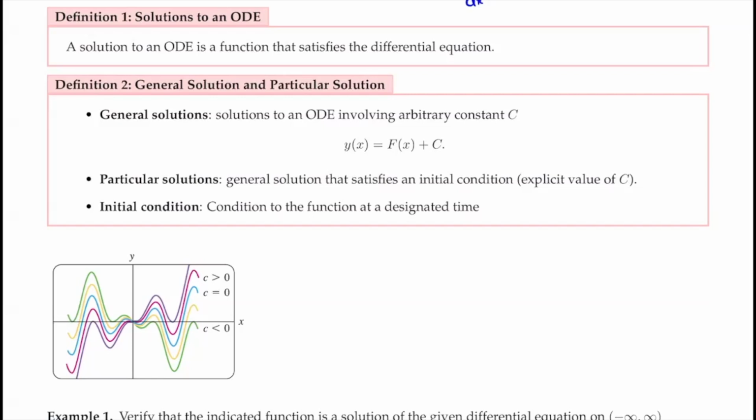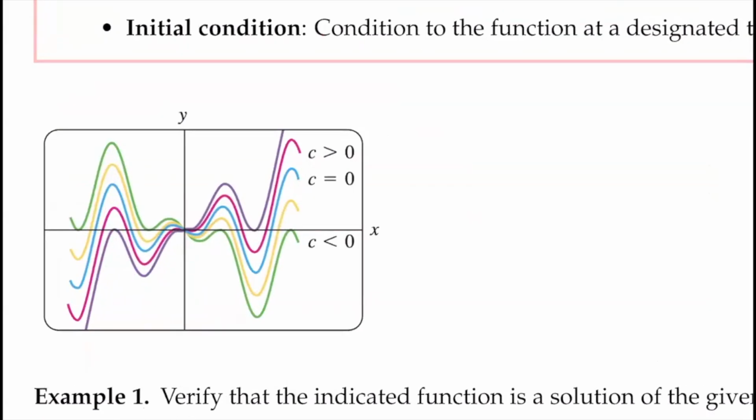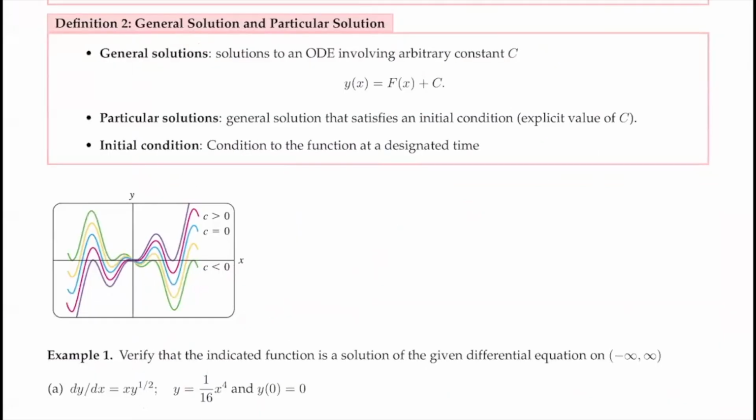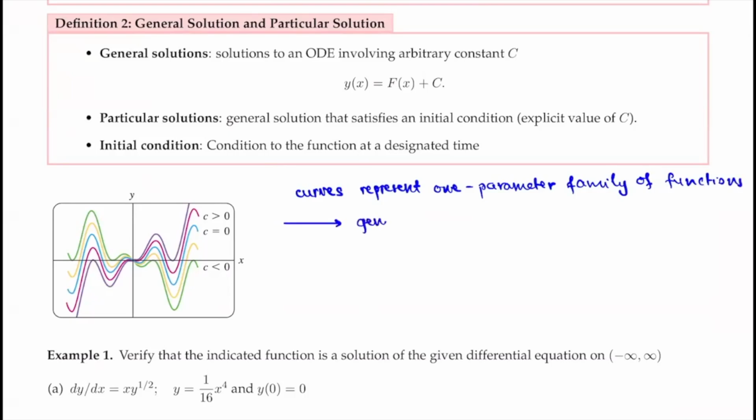Okay. So right here, I have a picture that illustrates general solutions versus particular solutions. All of these curves that you see here are a family of functions, or the general solutions. Now, with a specific value of c, I'm going to arrive at a particular solution. So I want to annotate this a little bit. The curves represent a one parameter family of functions. Or in other words, this is the general solution.